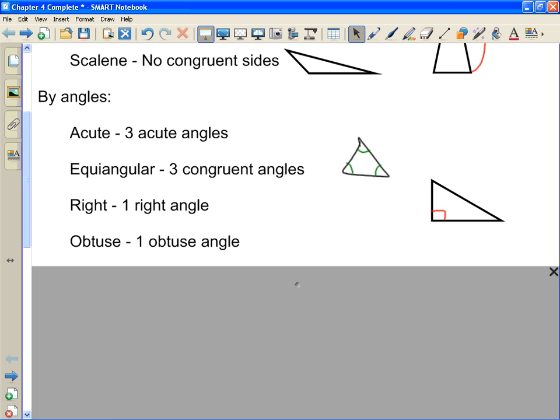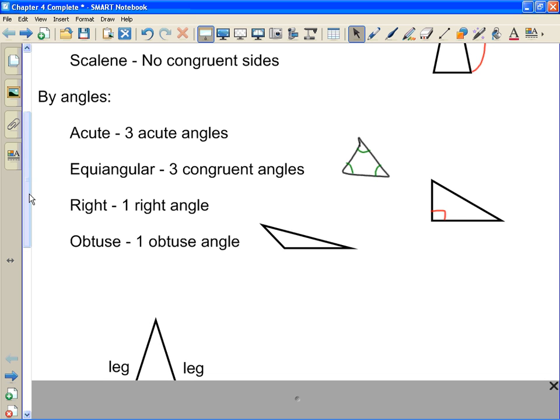I can have an obtuse triangle. That means I have an obtuse angle. So my scalene example from above would be an obtuse triangle. That's not always the case, so don't think that every scalene has to be obtuse. You can have an acute scalene.